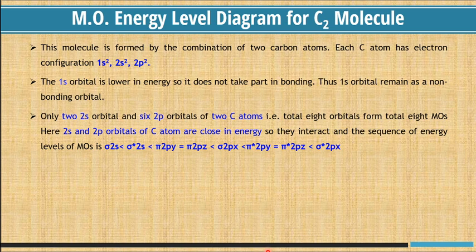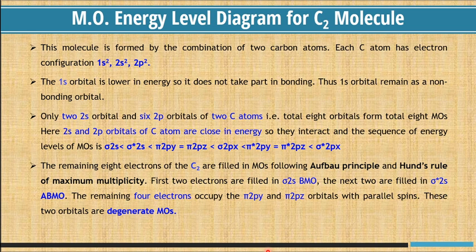a total of 8 molecular orbitals. Here the 2s and 2p orbitals of the carbon atom are close in energy, so they interact with each other, and the sequence of energy levels of molecular orbitals is sigma 2s less than sigma star 2s less than pi 2py equal to pi 2pz less than sigma 2px less than pi star 2py equal to pi star 2pz less than sigma star 2px.